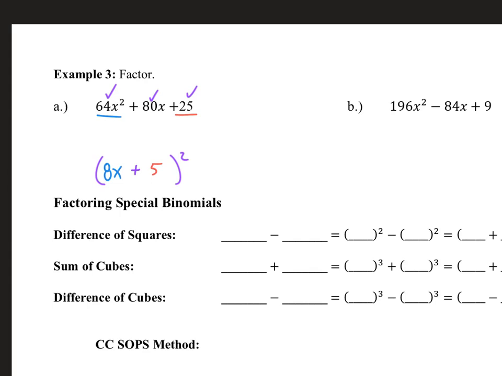Okay, so as long as it checks the boxes, right? Is this a perfect square? Is this a perfect square? Is this twice the product of the square roots of each of these? Then you can go right into that. I'll do it one more time with you.